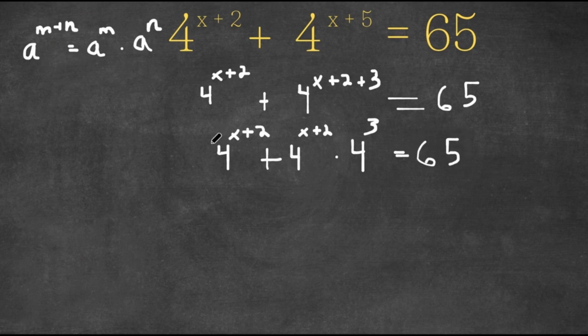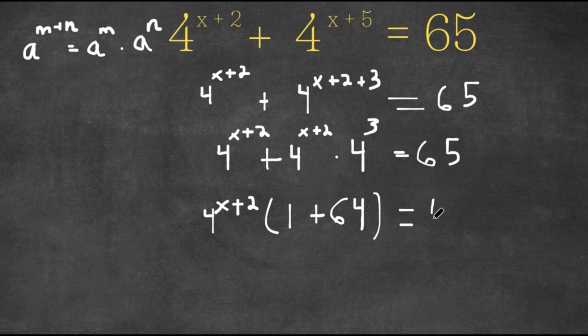So now I'm going to factor out 4 to the power of x plus 2 from the left side of this equation. So if I do that, we get 4 to the power of x plus 2 times 1, because 4 to the power of x plus 2 divided by 4 to the power of x plus 2 is 1, plus 4 to the power of 3, because 4 to the power of x plus 2 times 4 to the power of 3 divided by 4 to the power of x plus 2 is simply 4 to the power of 3, and 4 to the power of 3 is 64. Now, 1 plus 64 is 65, right?